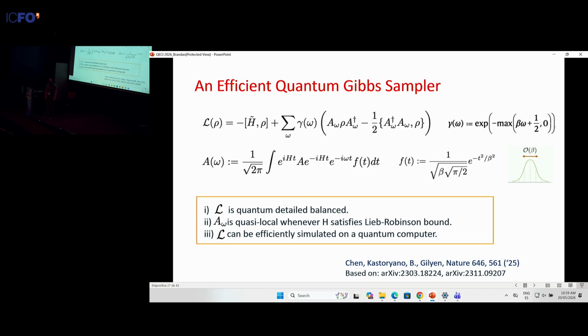Hi, Fernando, thanks for the talk. So let me see if I understand. You are giving this Lindbladian, but then you are thinking of a digital simulation, right? You have an algorithm with gates that implements this. So there is no bath or anything like this. It's just a circuit that implements that. That's right. Yeah, that's right.